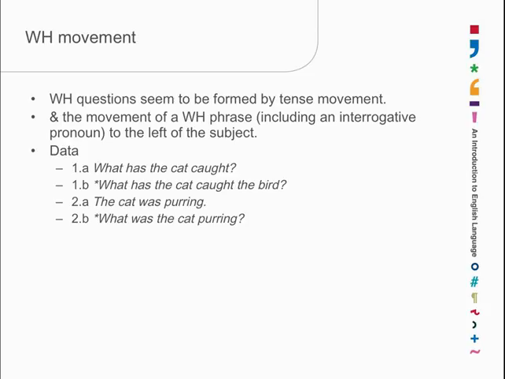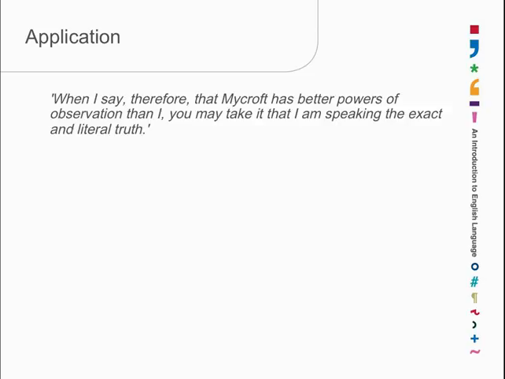Right, so we now have two sorts of questions, and where better to find questions being used than by the greatest detective of all time, Sherlock Holmes. And here is Sherlock Holmes talking with Dr. Watson, his friend. Dr. Watson, for those of you who haven't met him, is not as bright as Sherlock Holmes. Sherlock Holmes, the great detective, has a friend, but the friend isn't very bright. And he's telling him about his brother Mycroft.